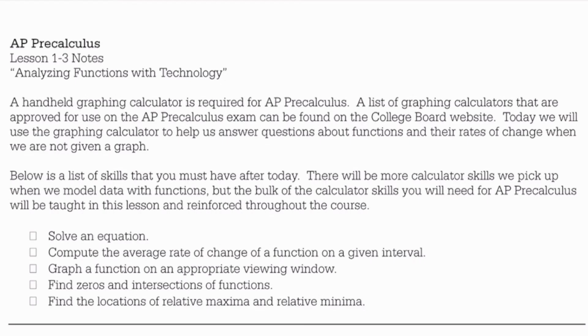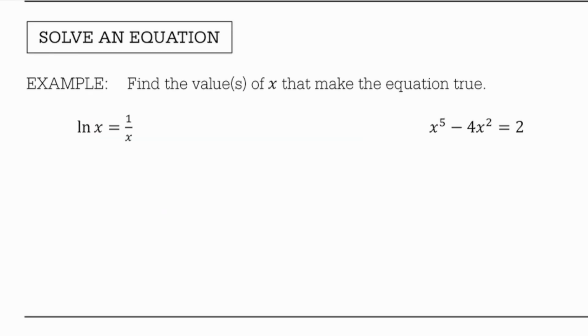All right, here's a little list, as you see on screen, of skills that we need to have after today with the calculator. We need to be able to solve an equation. We need to be able to compute average rate of change. We need to be able to graph a function, find zeros and intersections, and find locations of relative maxima and relative minima. So let's get to it. Let's do all those things.